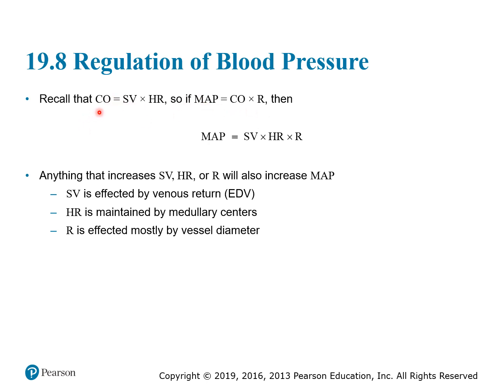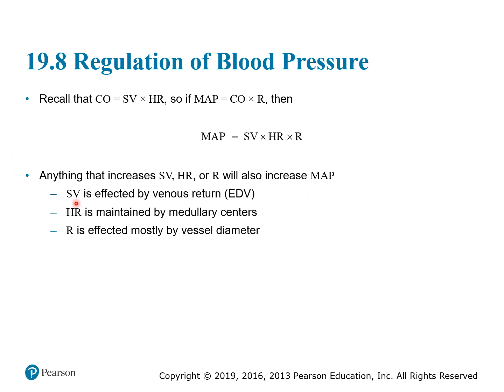And now remember, we discussed that cardiac output is equal to stroke volume into heart rate. So I have put mean arterial pressure in place of delta P, the pressure gradient, and then cardiac output is equal to stroke volume into heart rate, and this R is our resistance, or the TPR. So anything that increases stroke volume, heart rate, or resistance will also increase mean arterial pressure.